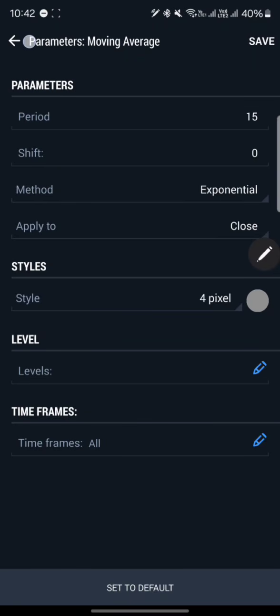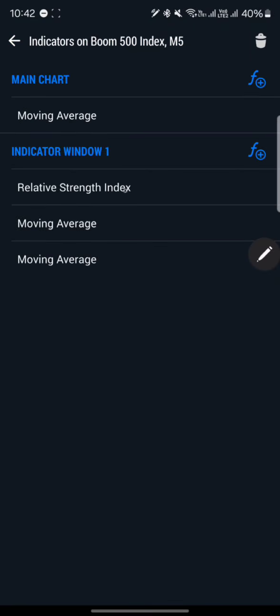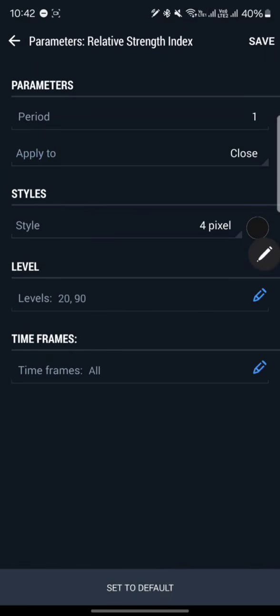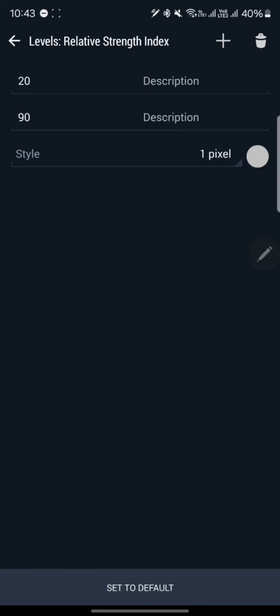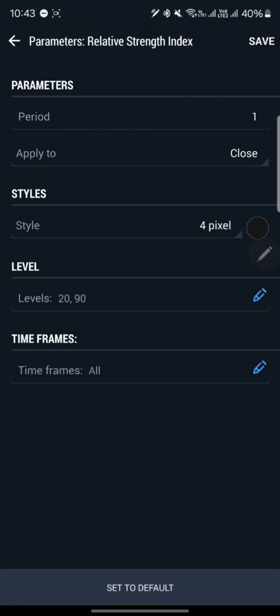Next one is the RSI, so it's just going to be period 1 applied to close. By style, the color over here, you need to have that color the same color as your chart background. So if your chart's background is white, you make that white. If your chart's background is black, you make that black. By levels, you're just going to add level 20 and level 90. That is our take profit levels.